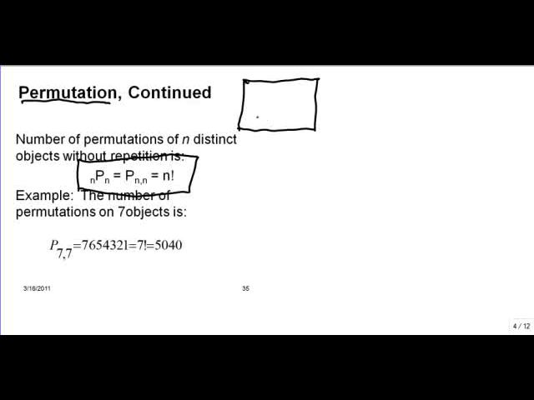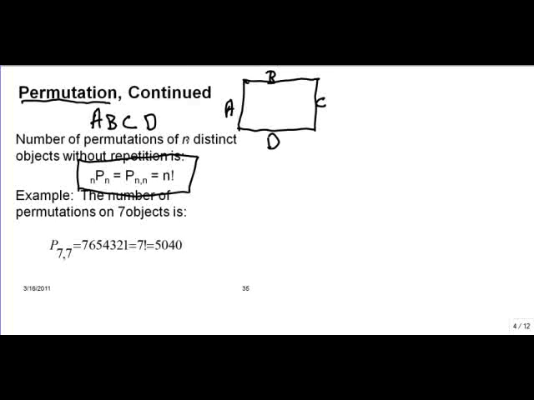So if this is our room, and if we consider pictures A, B, C, and D, then one thing I can do is I can take and hang picture A right here. I could take picture B and hang picture B right here, take picture C and hang it right here, and take picture D and hang it right here. So one arrangement of hanging these pictures is A, B, C, and D.